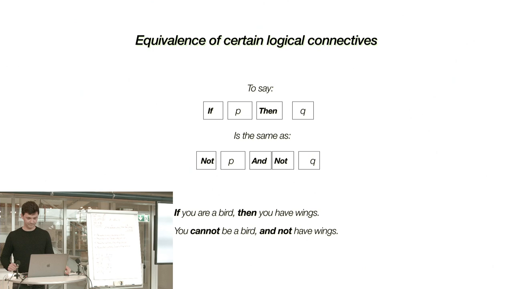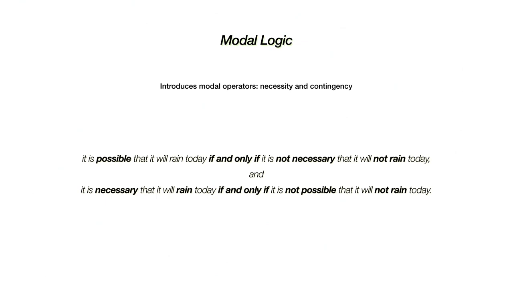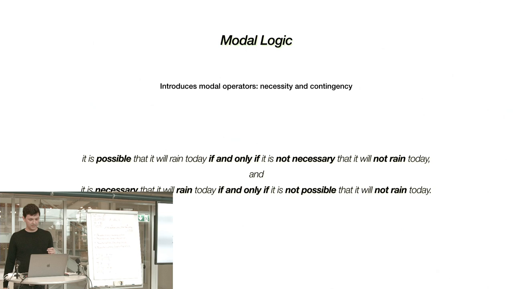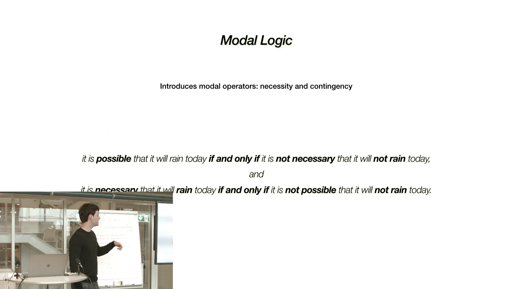And then the 19th and 20th centuries introduced more complex logics. For example, modal logic introduces modal operators, for example, necessity and contingency, and this makes it even more complicated and even more uncertain, let's say. Modal operators introduce a certain logical dependence between things that are possible and things that are necessary. For example, it is possible that it will rain today if and only if it is not necessary that it will not rain today. Or it is necessary that it will rain today if and only if it is not possible that it will not rain today. So it makes it very complicated.